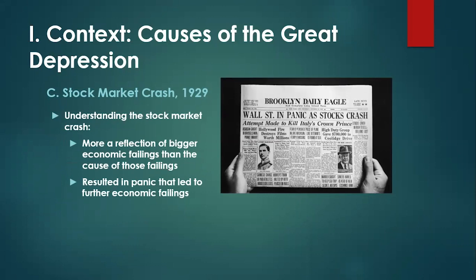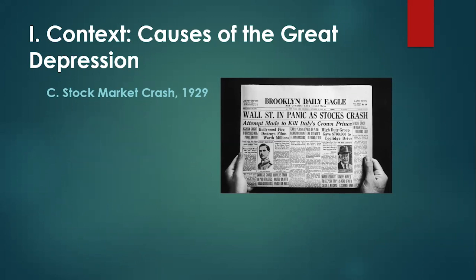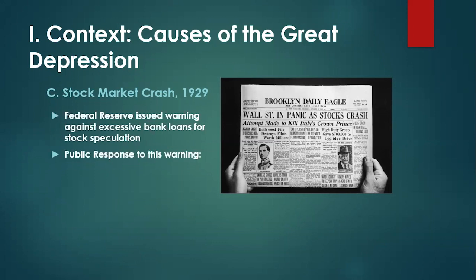Another major cause was the stock market crash. The stock market crash frequently gets cited as the major reason, the key reason, but it's really more a reflection of all these other things at play than it is the sole cause. It did, however, result in a sense of panic that led to other economic failings. Okay, so what happened here was the Federal Reserve. Remember, we've looked at the Federal Reserve before. That's the organization that kind of helps regulate the money supply, helps regulate banks, acts as a bank for other banks by loaning them money.